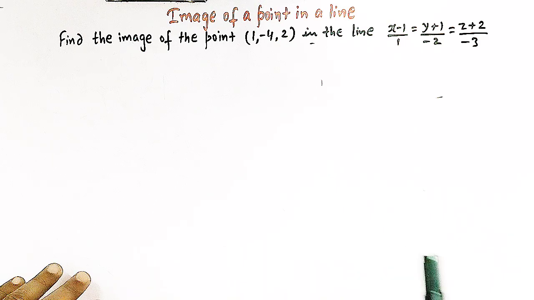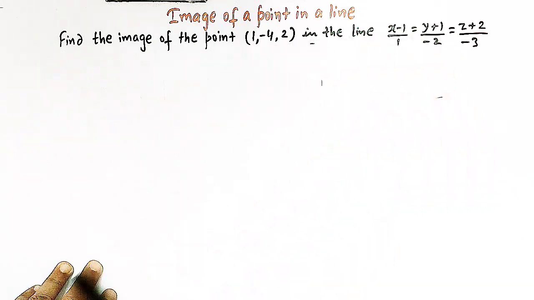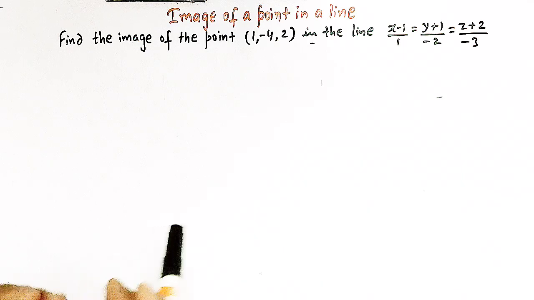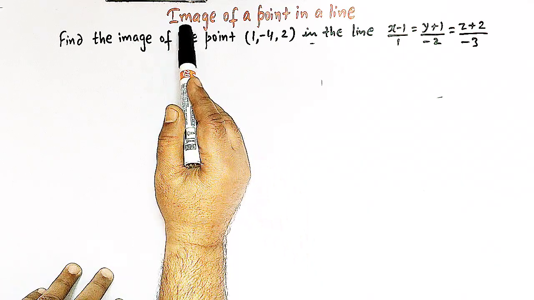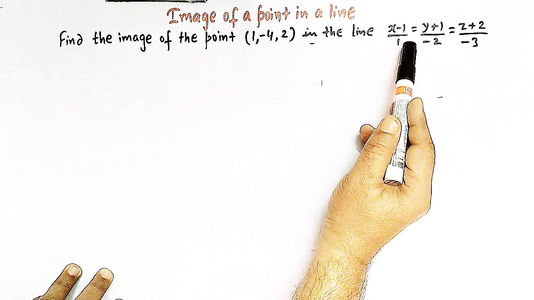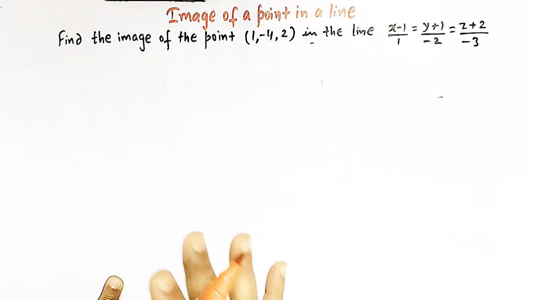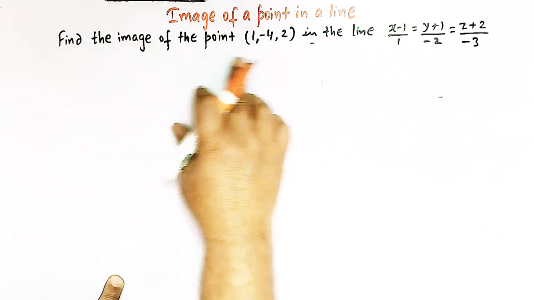And here we'll treat this equation of line as a mirror, right? So let us see how we can calculate the coordinates of the image of this point with respect to this line with the help of the concept of direction ratios. So let us first draw a rough diagram for this problem.